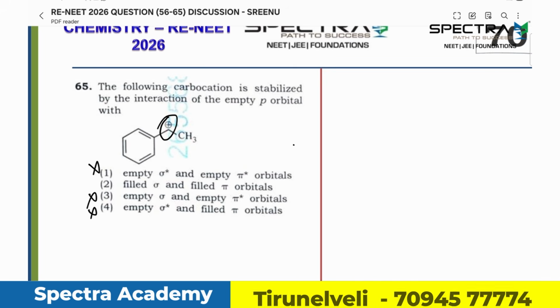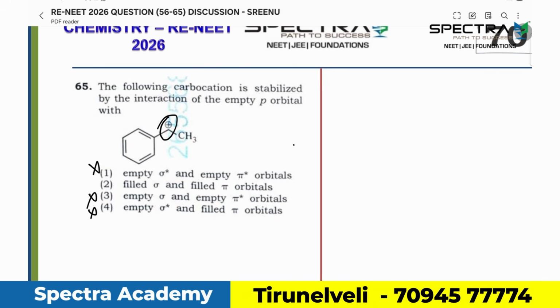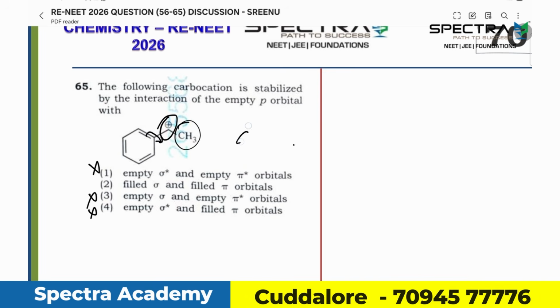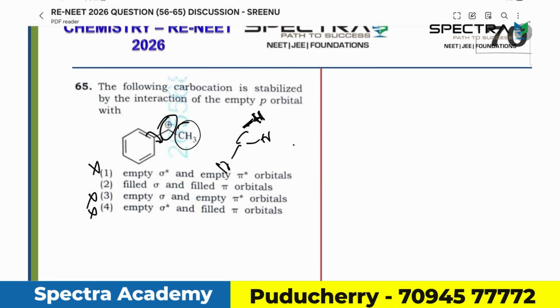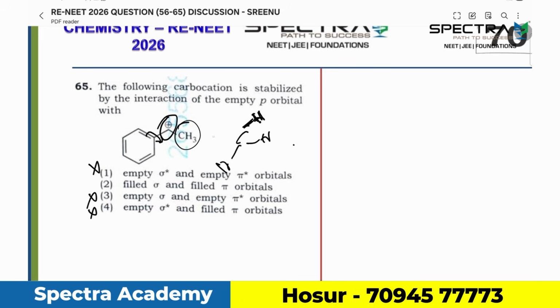Anyhow you can see that it is stabilized by resonance with the benzene ring due to the pi electrons. On one side it can be stabilized by the pi electrons, filled pi orbitals. The other side it is also showing hyperconjugation of the sigma C-H bond. That is a filled sigma orbital.